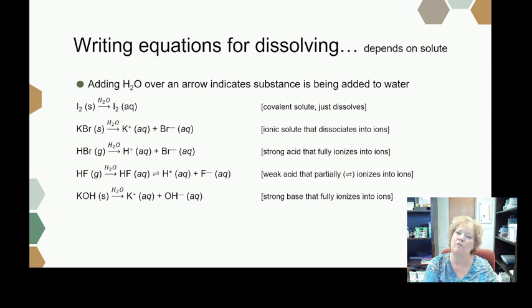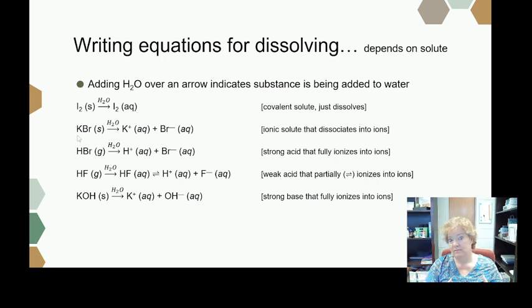solute, they do dissolve, but they do not break up. So the chemical formula remains the same, but the state will change to aqueous. So iodine is a covalent solute. Its native state happens to be solid. When I put it in water, it's going to dissolve and become aqueous, but the chemical formula doesn't change.